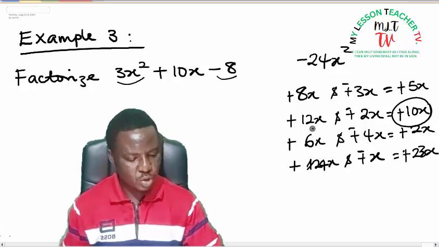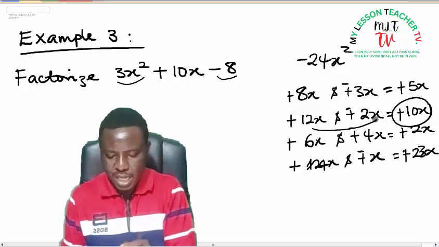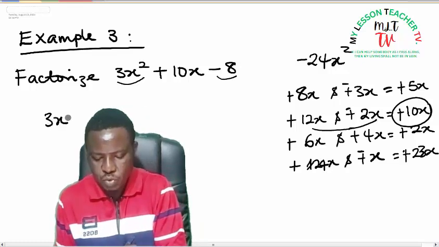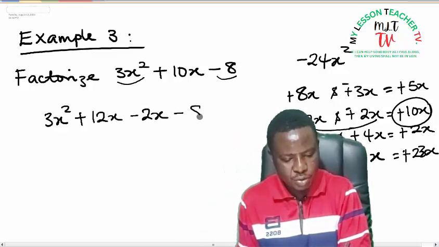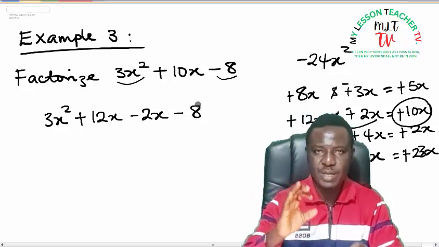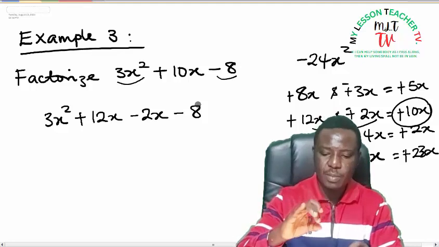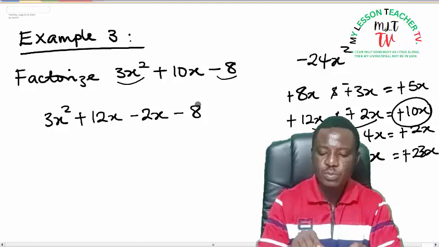So having gotten the two factors, we shall then replace it with the middle term. That is 3x squared plus 12x minus 2x minus 8. Now, replacing them with the middle term is because it does not change the sense of the expression. Because plus 12x minus 2x still gives us plus 10x.